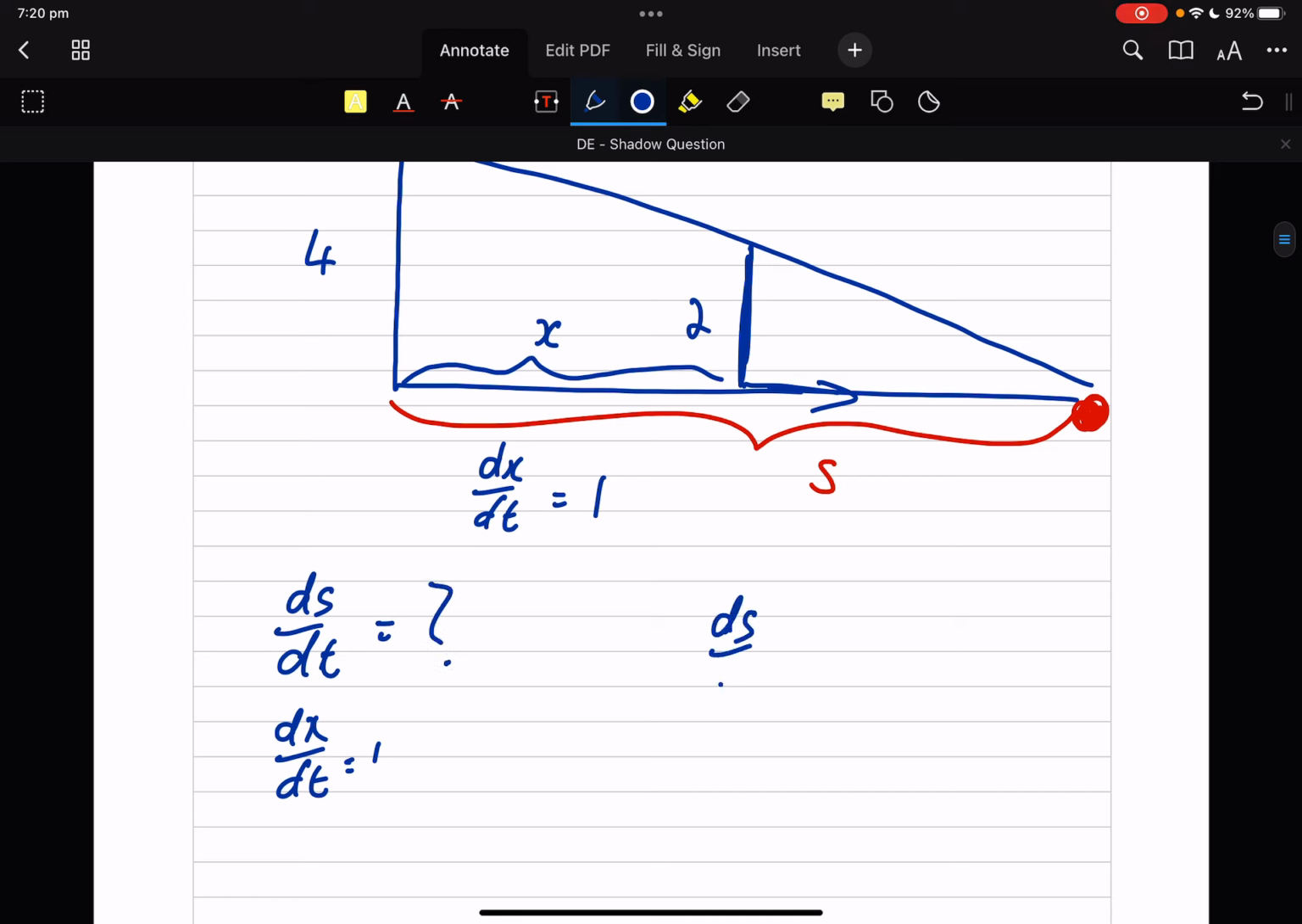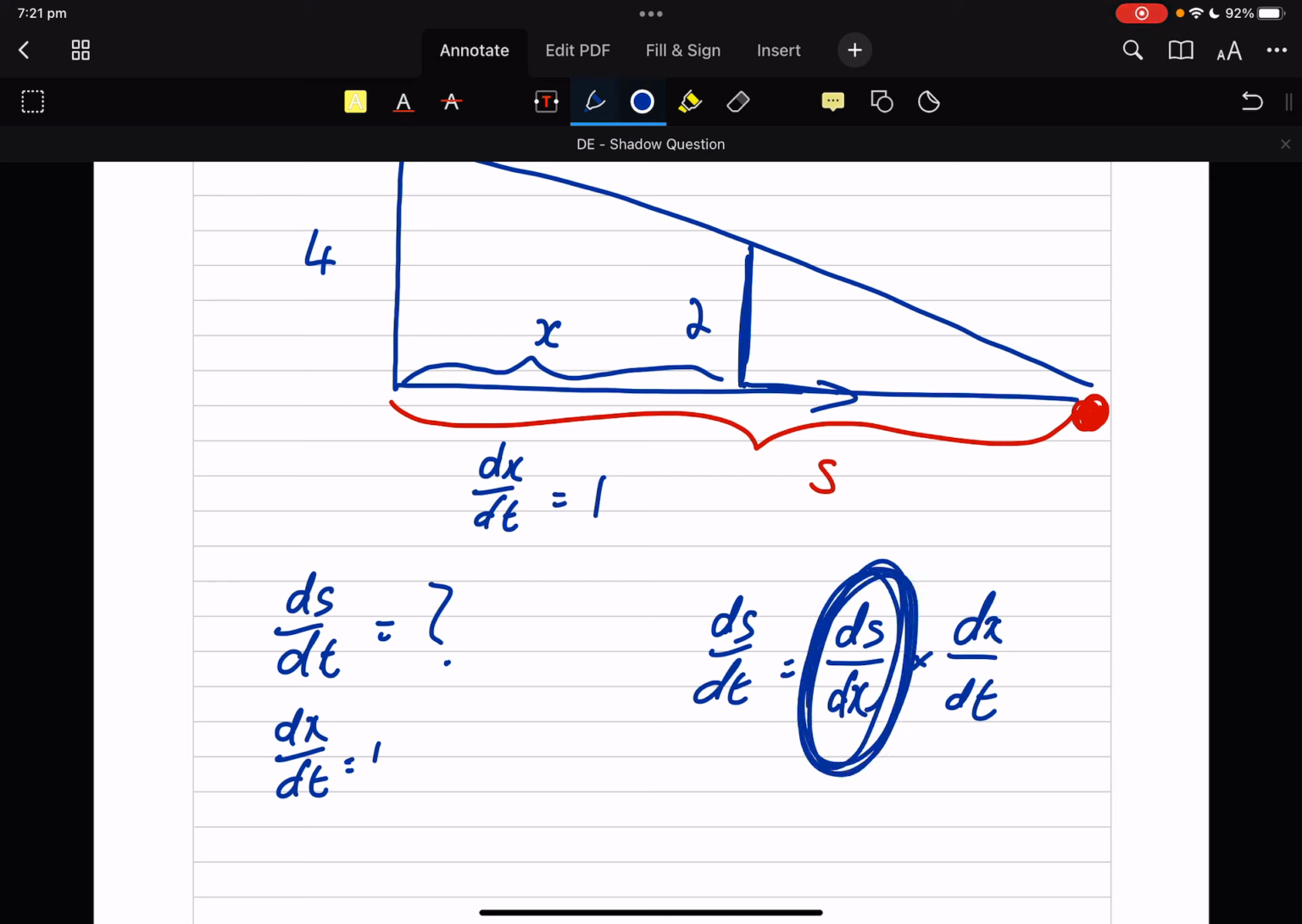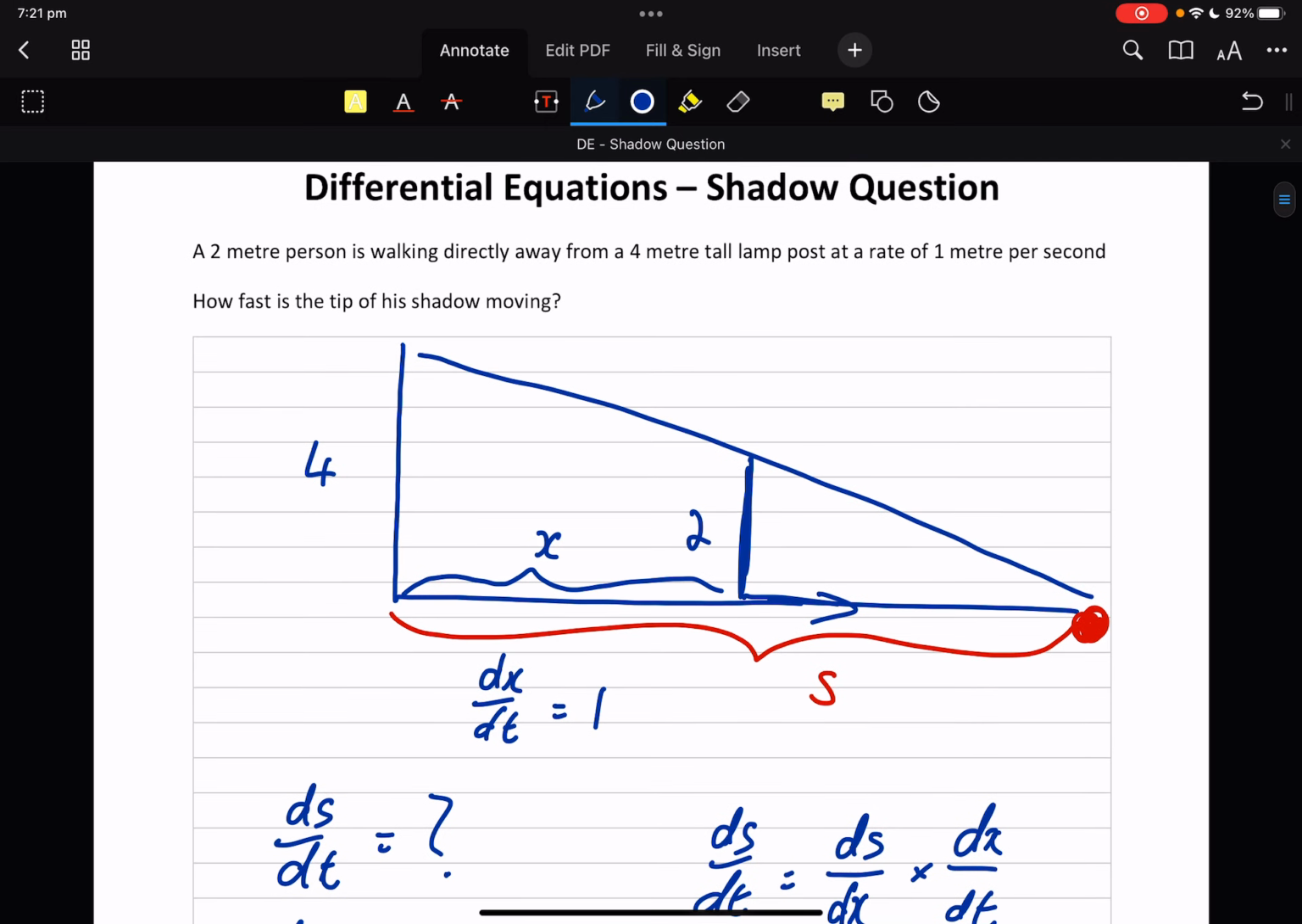So ds dt, I need a differential equation. So there needs to be a ds on top and a dt on bottom. And given that I've got a dx dt, clearly there's an x in there. So there's my dx and there's my dx. That will cancel out to give me that pattern. And this is the thing that I do not know. I know that's 1, and that's what I want to find. I need the relationship between s and x.